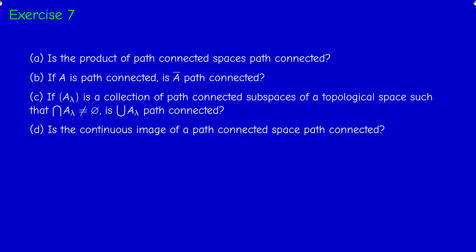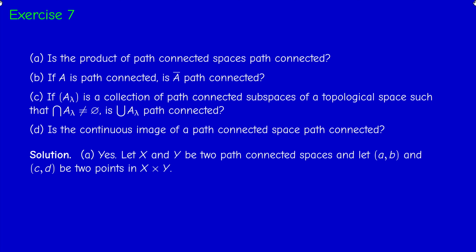Third question. A union of path-connected spaces having a common point. Is the union path-connected? Okay, we know that this is true if you replace path-connectedness by connectedness. And last question, what about the continuous image of a path-connected space? Okay, so the answer to the first question is yes.